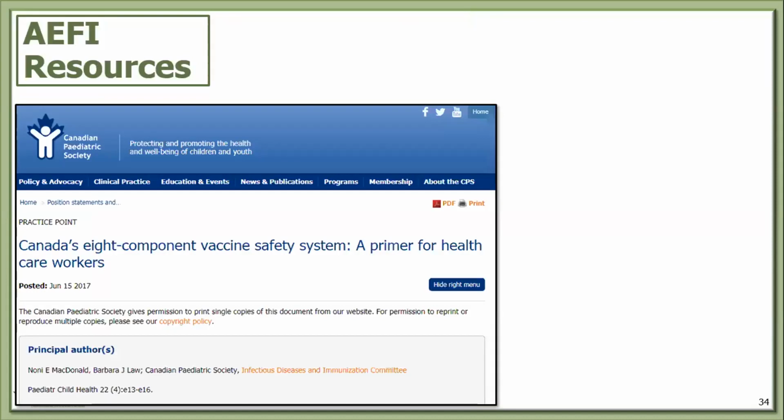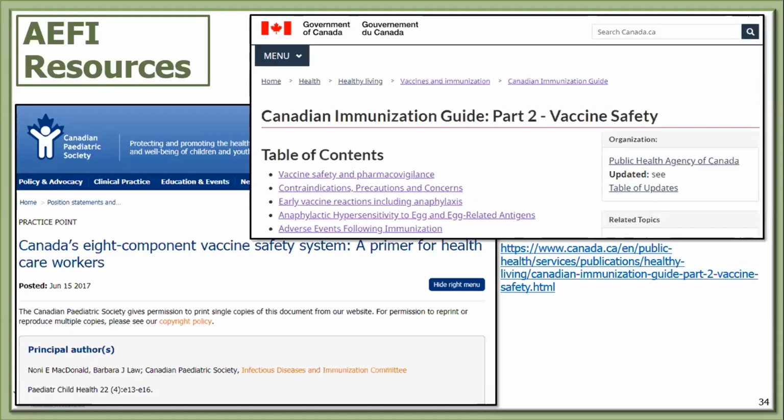In addition to that resource, there's a couple other good ones I wanted to highlight. For healthcare providers, especially primary healthcare providers, there's a great CPS practice point that Noni McDonald and Barb Law wrote a few years ago, and that summarizes the components of our vaccine safety surveillance system, and I think is really helpful when you're counseling families who are wondering how we know vaccines are safe and what we are doing about it. As well, the Canadian Immunization Guide, as many of you will know, has a section on vaccine safety, and these chapters are all in the process of being completely revised and updated. Some of the updates are already posted, and others will be posted in the coming weeks and months.